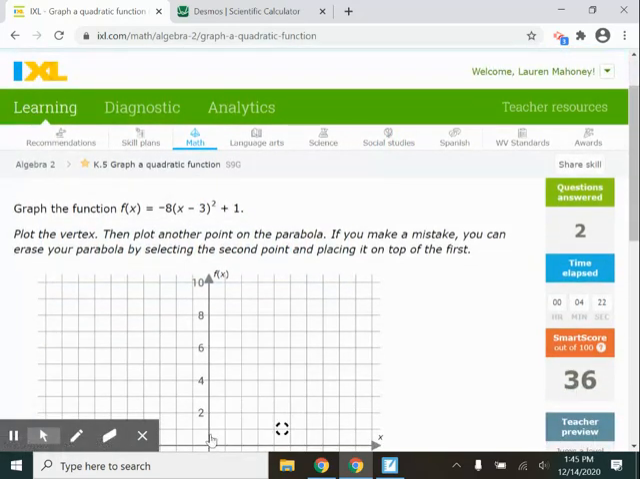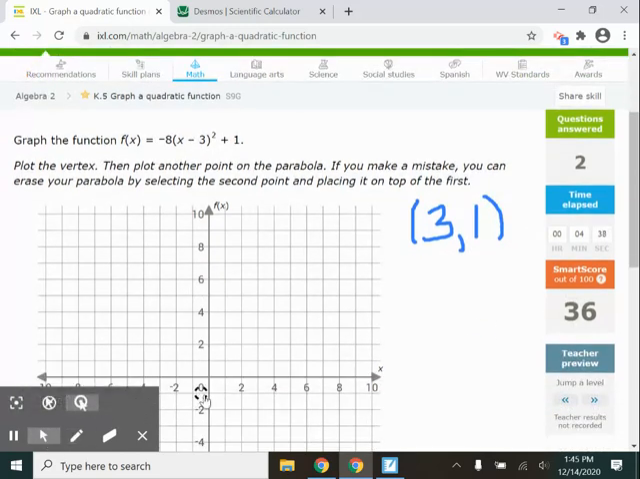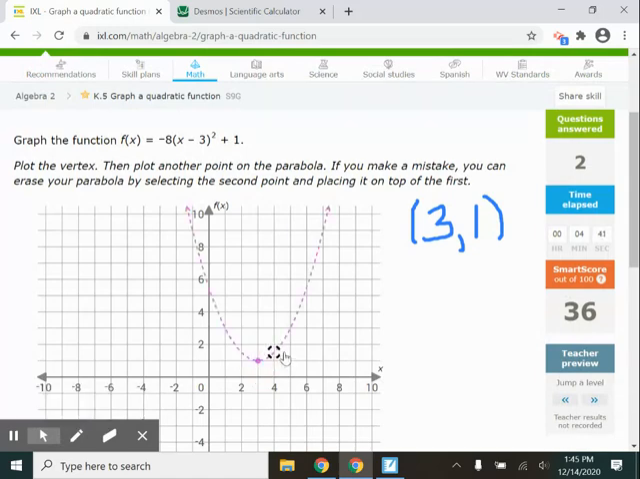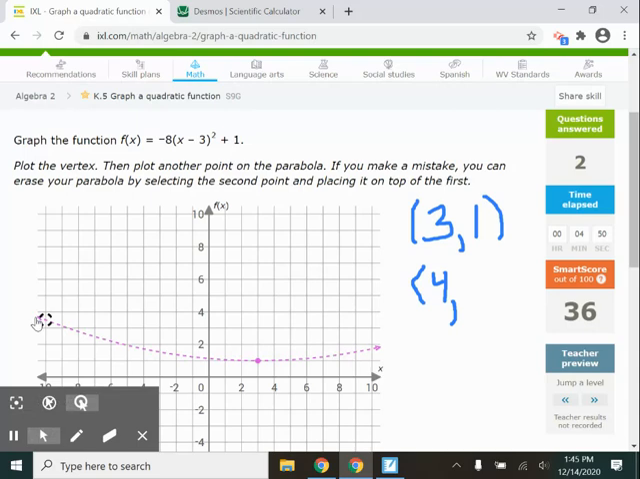This again is similar, but this one actually has an h and a k. So for this one, again, I take the opposite of what's in the parentheses, so that's going to be a positive 3. The k is what's added after the parentheses, which is a 1. So my very first plot should be at 3, 1. Now I want to pick something that's close to 3. I'm going to go with 4, and I'm going to go over to Desmos to actually figure out what that is going to be.